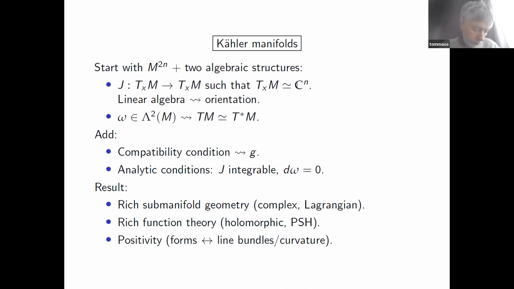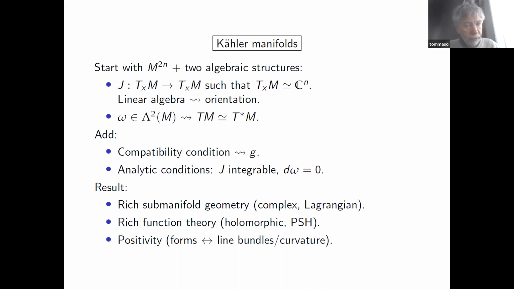So a Kähler manifold is something that can happen in many different dimensions. It is equipped with a complex structure, which says that the manifold is modeled on Cn. And then you can use some linear algebra to provide further structures, such as an orientation. The second initial ingredient is a symplectic form, a two form, which we will use to obtain an isomorphism between the tangent and the cotangent bundle.